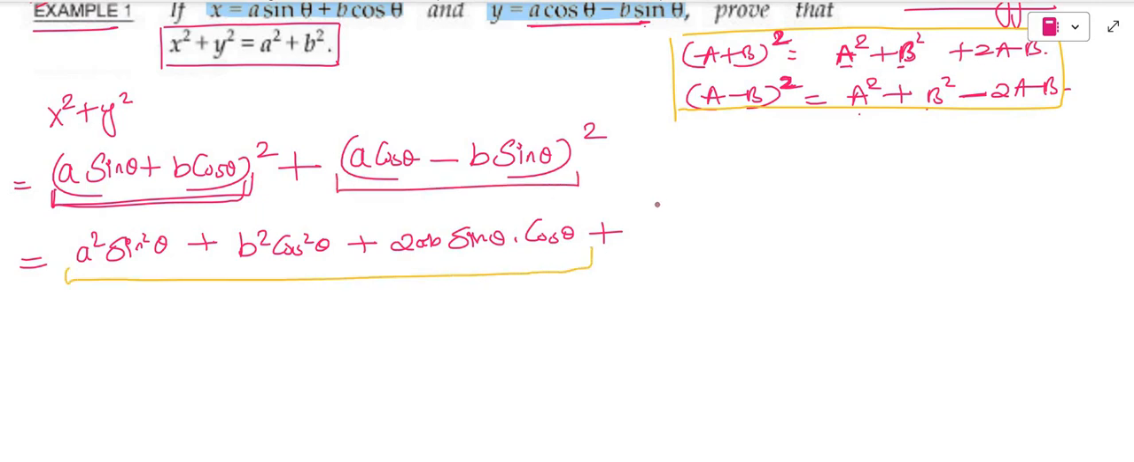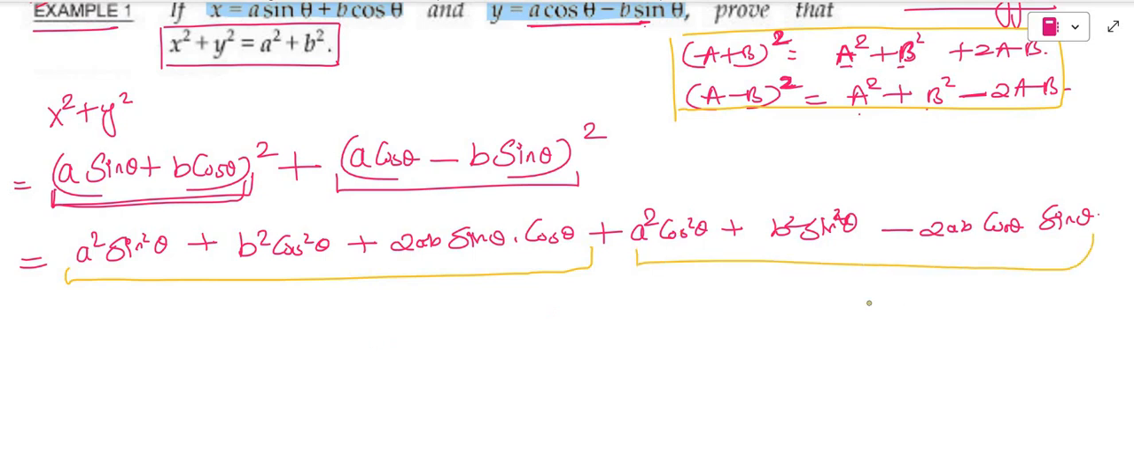Now I will do the square of this. So a square cos square theta plus b square sin square theta minus 2ab cos theta sin theta. ठीक है, ये सेकेंड टर्म का हो गया. Okay, do you feel anything is cancelling? This is with plus and this is minus. So these two are exactly same. They will cancel. ठीक है?